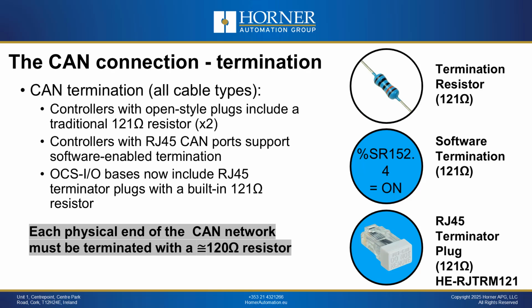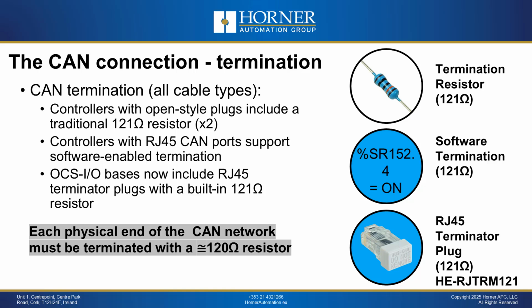Now let's talk about termination, because unlike Ethernet, when you are connecting devices over CAN, each physical end of the network has to be terminated with an approximately 120 ohm resistor. And we have at Horner 3 different methods of doing that termination. Let's go through the 3 different methods now.